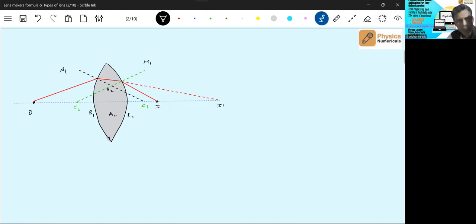So this incident ray will undergo refraction and finally will meet the optic axis at a distance I. This is the object distance U. All the distances I'll measure from the optic center, so it will be P only. As this is a thin lens, what we discuss is a thin lens. So our topic will be the lens maker's formula.